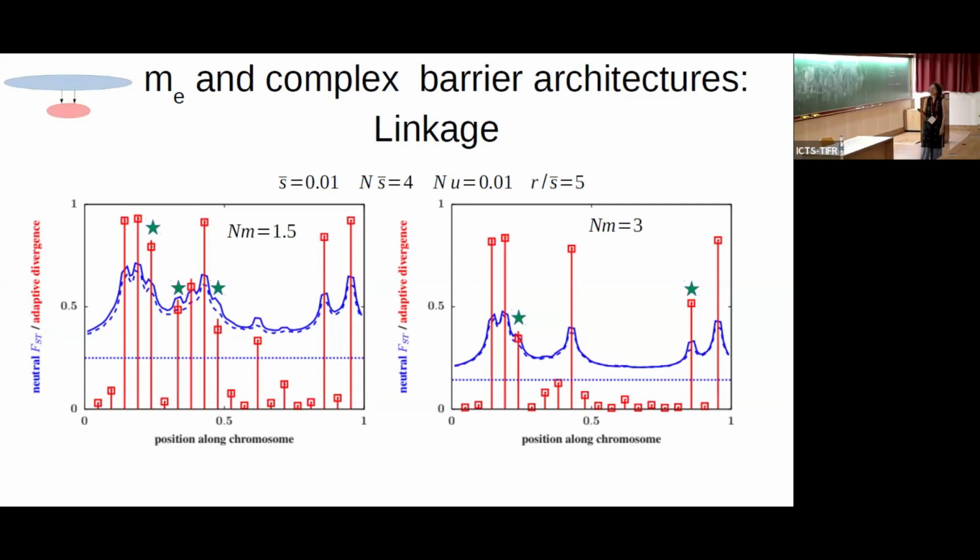And these two figures differ in that this is a lower level of migration and this is a higher level of migration. This is 1.5 migrants per generation, this is 3 migrants per generation. So again, we see that this theory, which is of course done numerically in the last step, but is all in terms of the simple effective parameters, captures this complex variation quite well.